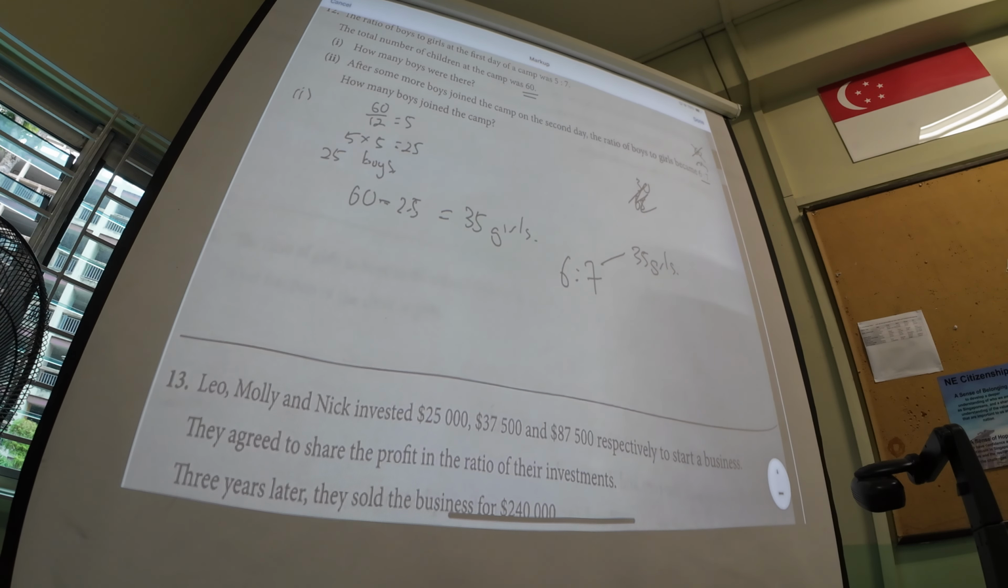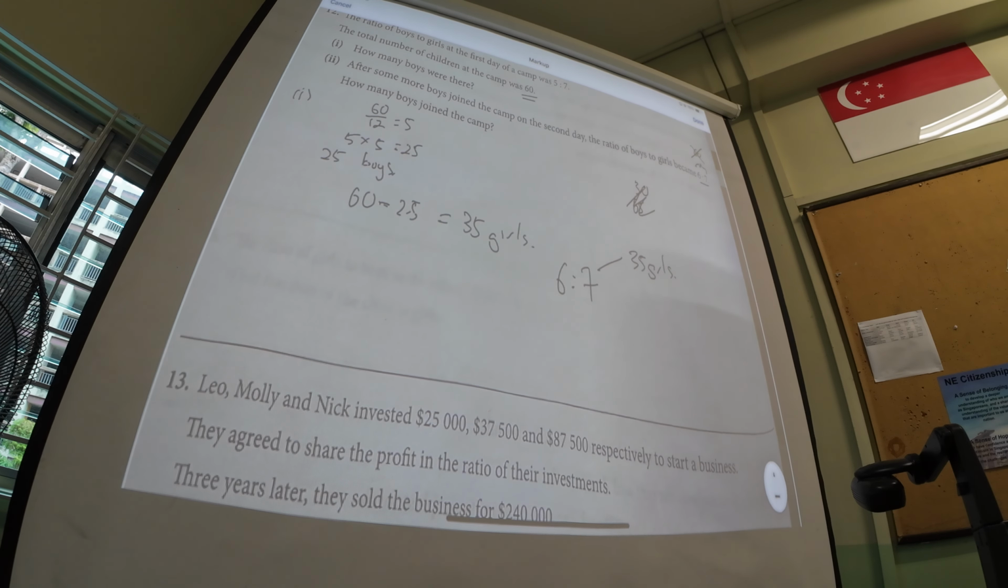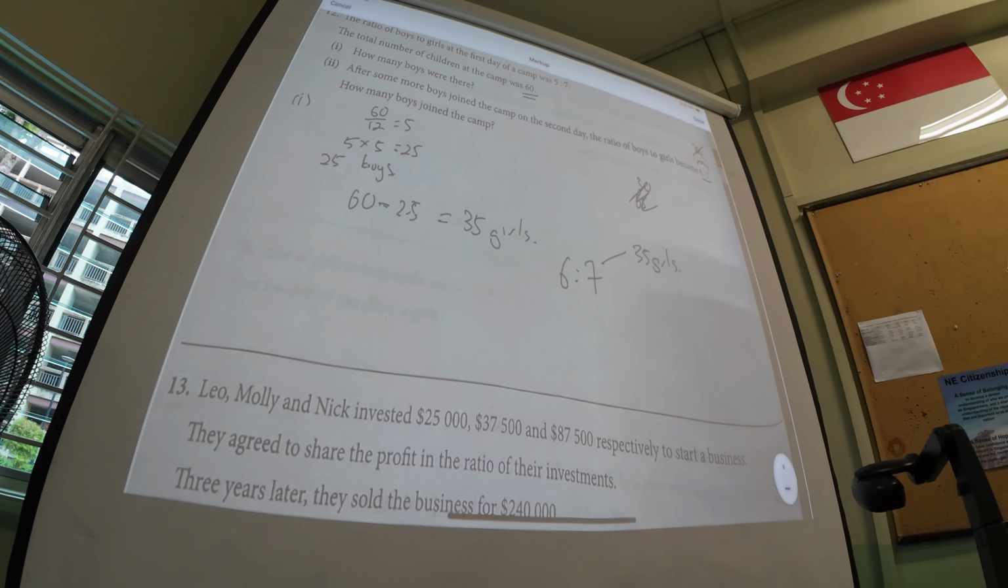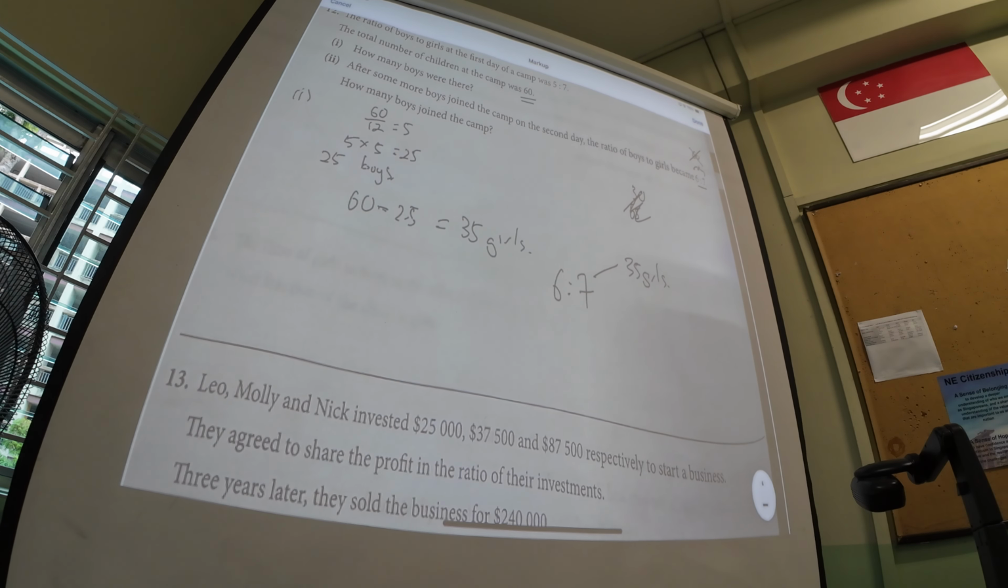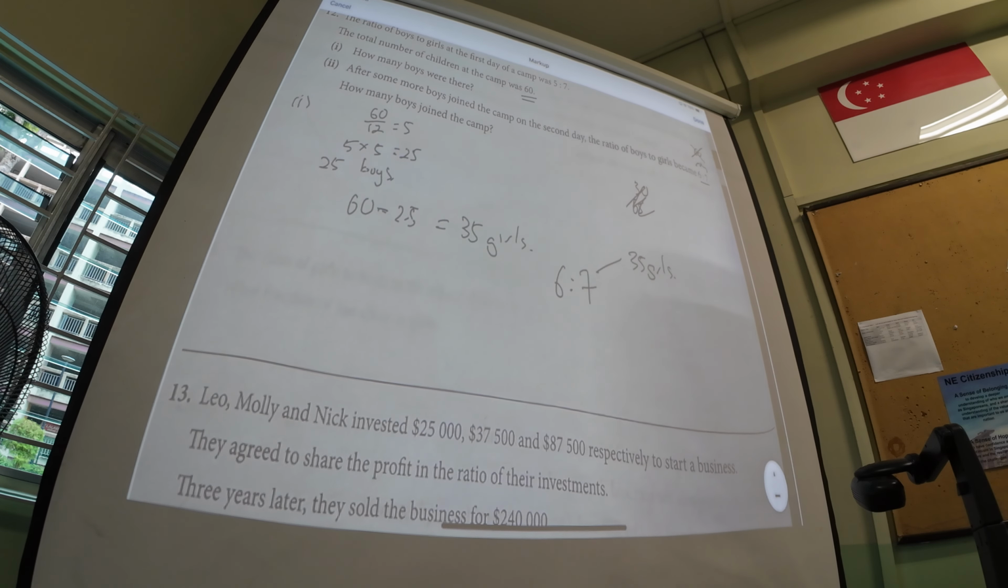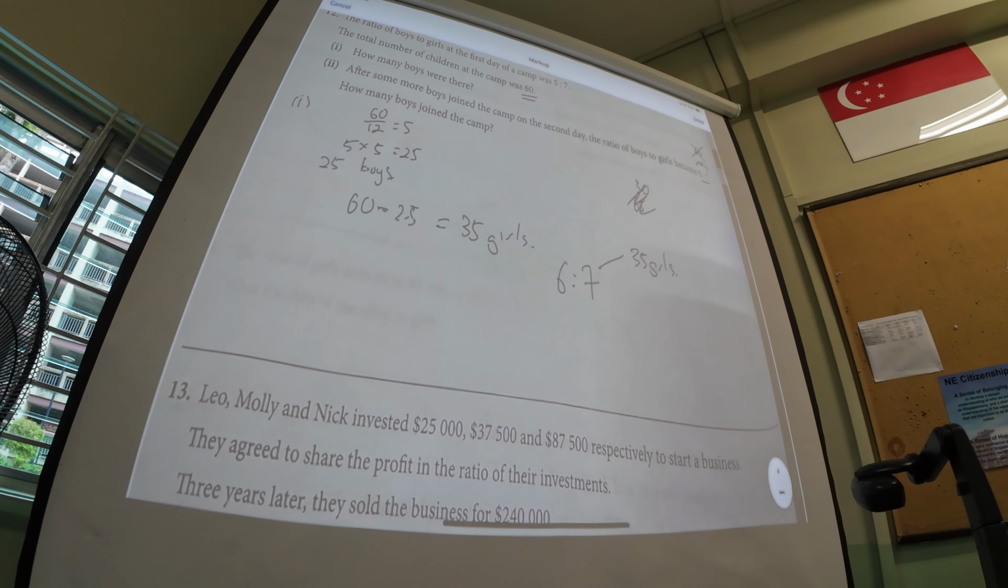Correct, really, but it just happens to be the same. So we cannot straight away multiply 6. We have to first work out how much each unit of girls is. But this time it happens to be the same.